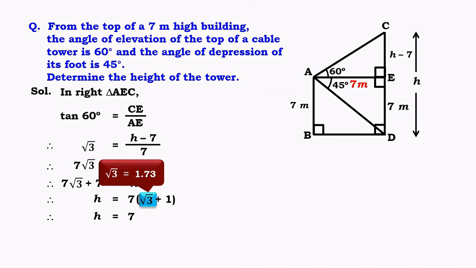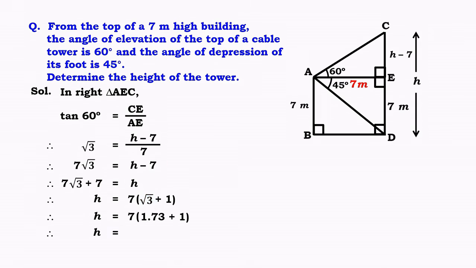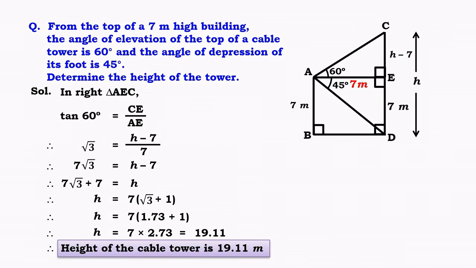Using root 3 equal to 1.73, h is equal to 7 multiplied by (1.73 plus 1). Therefore, h is equal to 7 multiplied by 2.73. So, h is equal to 19.11 meters. Hence, the height of the cable tower is 19.11 meters.